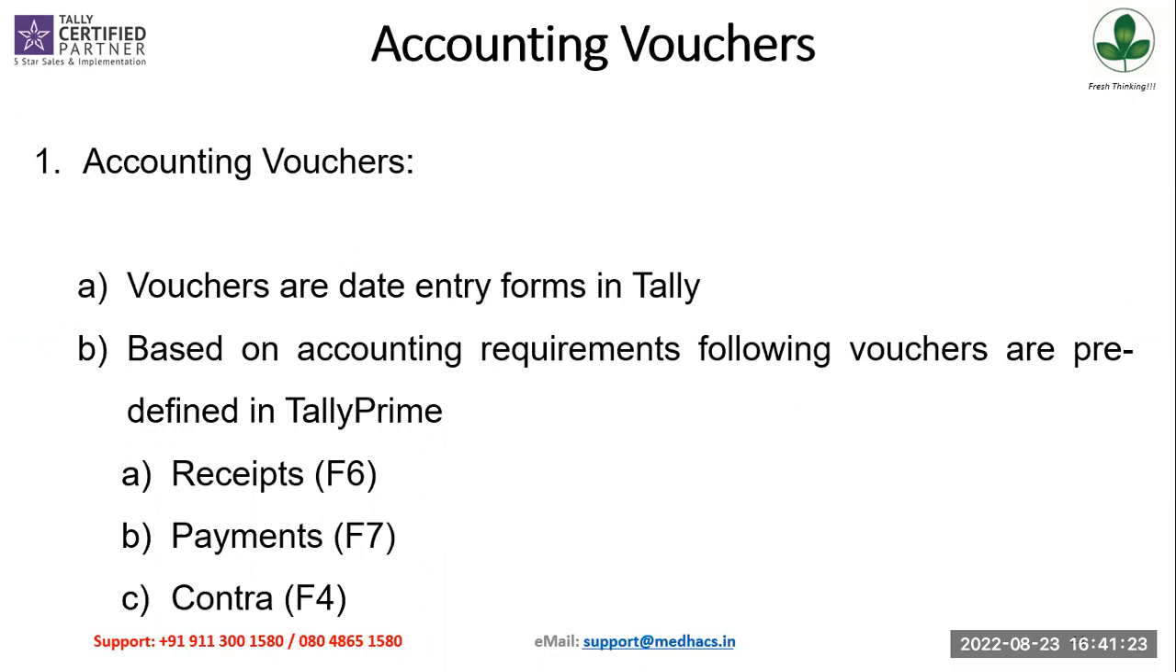And what are all the types of accounting vouchers you have? Standard accounting vouchers which are predefined in Tally. One, you have receipt. The shortcut key for that is F6. Then you have payments. When you are making a payment to someone, the shortcut key is F5. Then contra, you have F4. Contra is nothing but bank to bank transactions or bank to cash transfers that you do. So that is called contra vouchers.